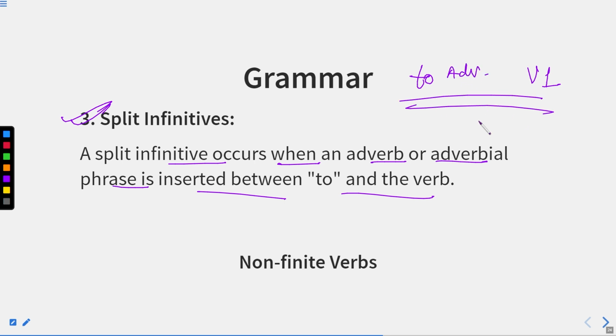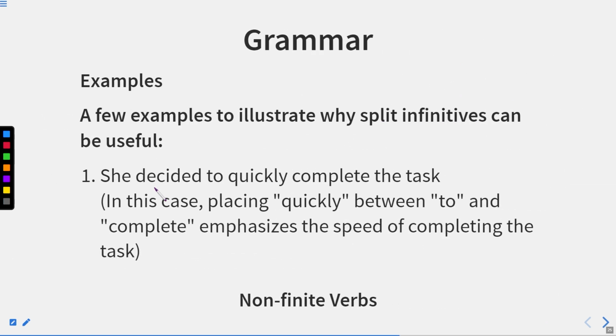So this structure is known as split infinitives, where we split the infinitive structure with the help of an adverb or adverbial phrase. For example, she decided to quickly complete the task. So to complete, and in between we have the word quickly, which is emphasizing the word complete. She decided to quickly complete the task. So placing quickly between to and complete emphasizes the speed of completing the task.